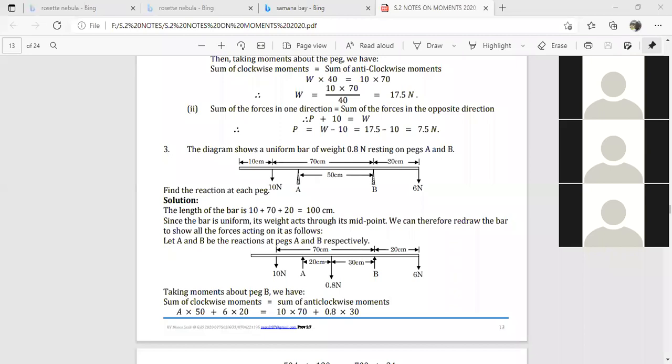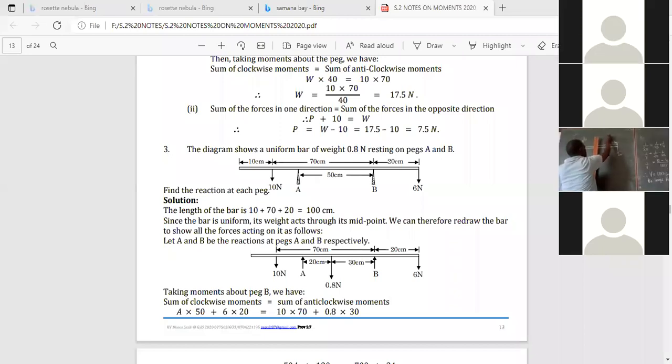So we are finding the reaction at each peg, okay? The reaction at each peg is drawn at the points of support. So there is that reaction, and we shall call it reaction A. And there is another reaction here at this peg. That's the second point of support. That reaction there is labeled as RB. Those are the directions of the reactions. Now let us try to establish the length of this bar.